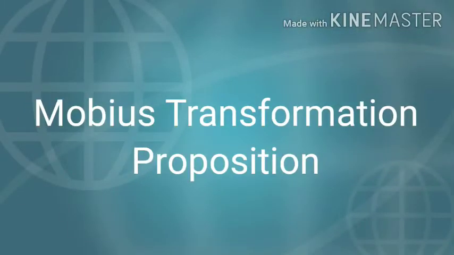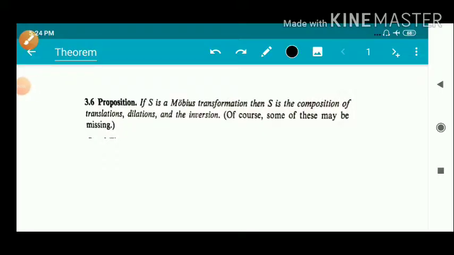Proposition in Mobius transformation. Proposition. If S is a Mobius transformation, then S is the composition of translations, dilations, and the inversion. Of course, some of these may be missing.